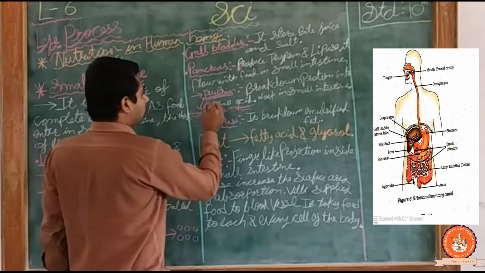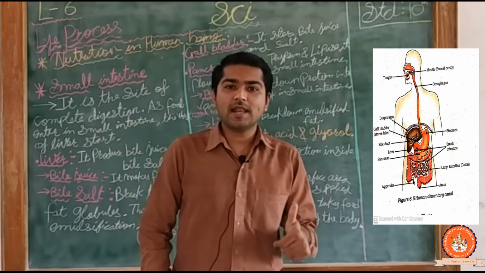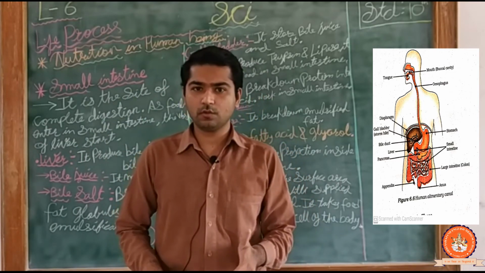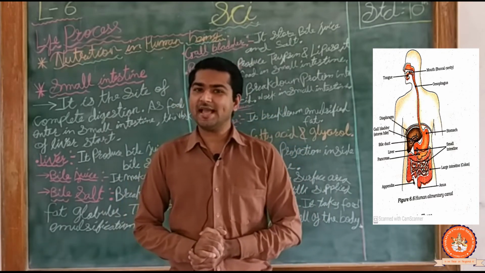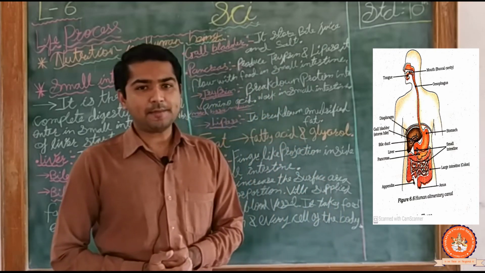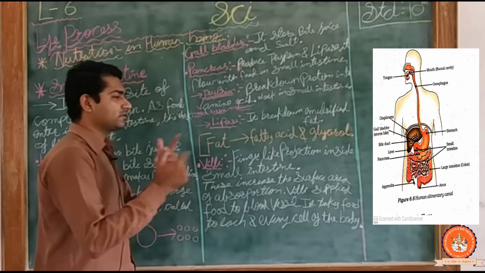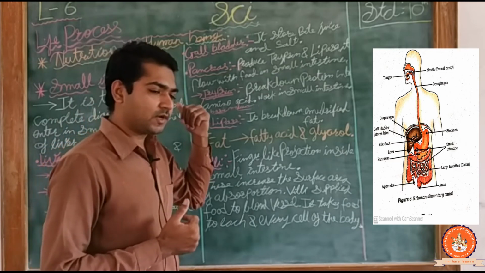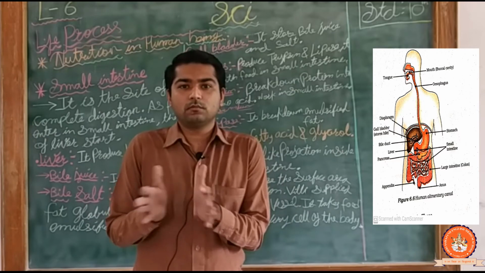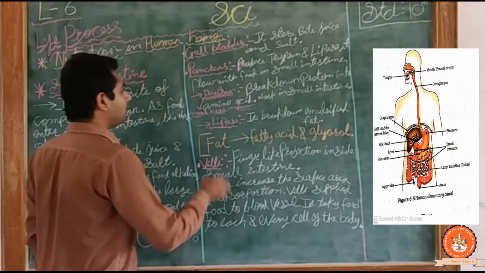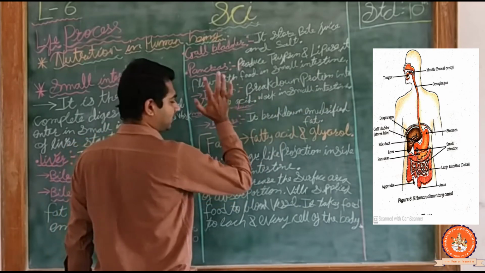Now what is the function of trypsin? Here trypsin sounds like pepsin. Yes or no? Initially in the stomach, pepsin works in an acidic medium, but here trypsin works in a basic medium. Clear? So the difference between these two is that pepsin works in an acidic medium and trypsin works in a basic medium, but both do the same work. What are they doing? They break down protein and convert it into amino acids.